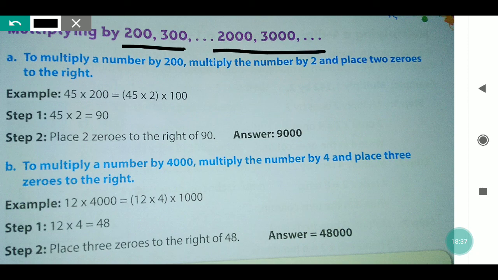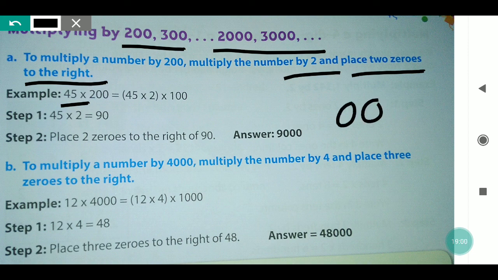Now just see, here it is written multiplying by 200, 300, 2000 and 3000. To multiply a number by 200, multiply the number by 2 and place the 2 zeros to the right side. Same thing, my dear. Like if we are doing 45 into 200, we just multiply 45 and 2, and the number of zeros we put to the right side. So 45 into 2, you will get 90. Then with the 2 zeros you will get 9,000.